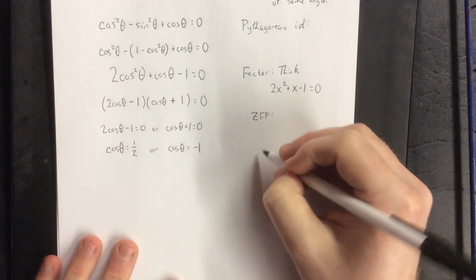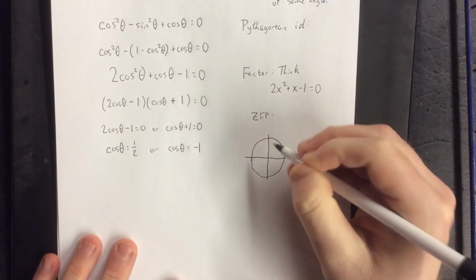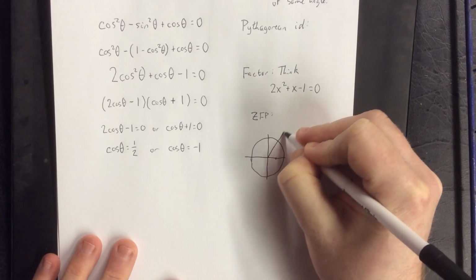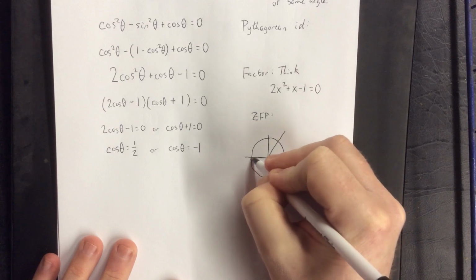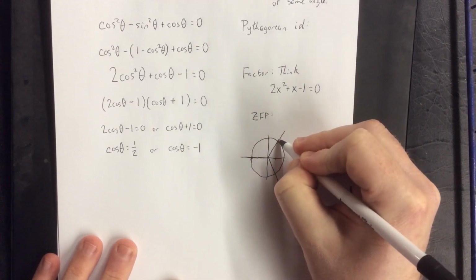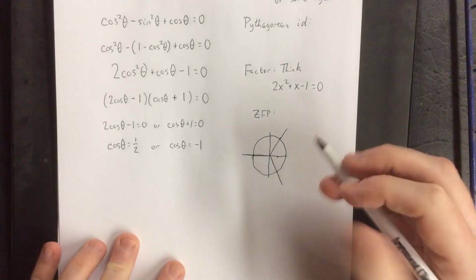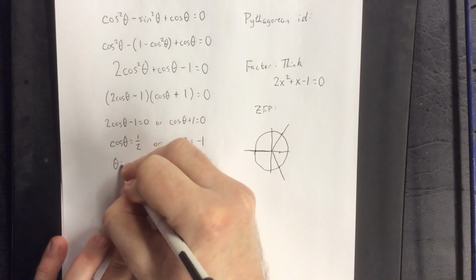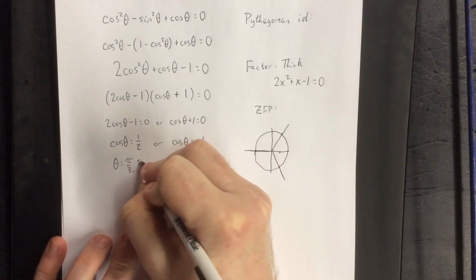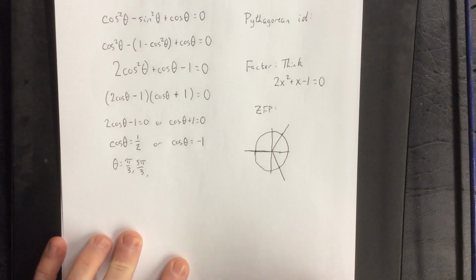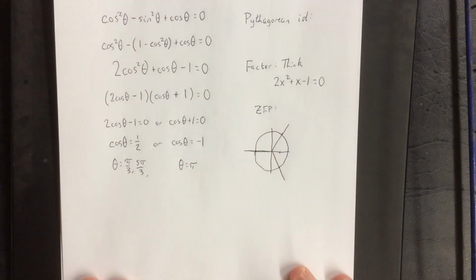So the three angles that I would be looking for on the unit circle would be the angles where the cosine is equal to 1/2, so a quadrant 1 and a quadrant 4 angle, or the cosine is equal to negative 1. You'll notice that there's a nice little symmetry to these three angles. The three angles that I'd be looking for, the ones that produce the 1/2 would be pi over 3, 5 pi over 3, and the one that produces negative 1 is pi.